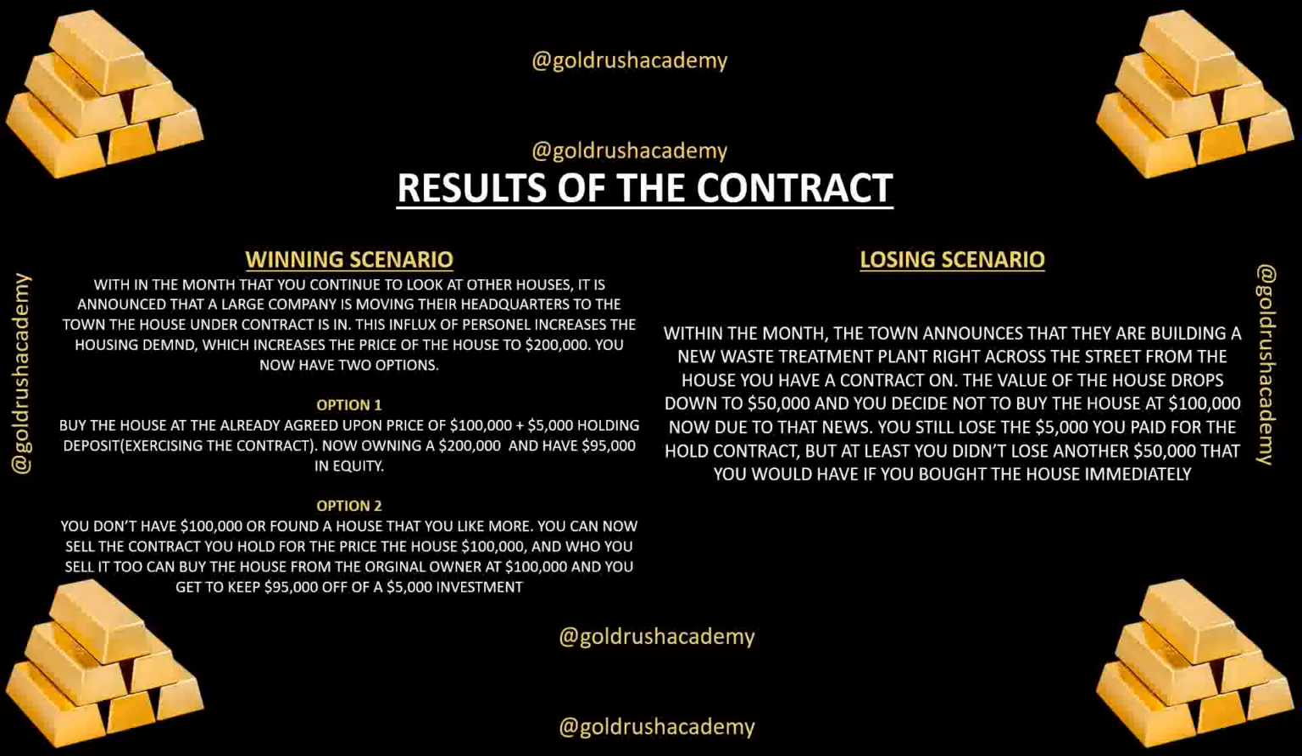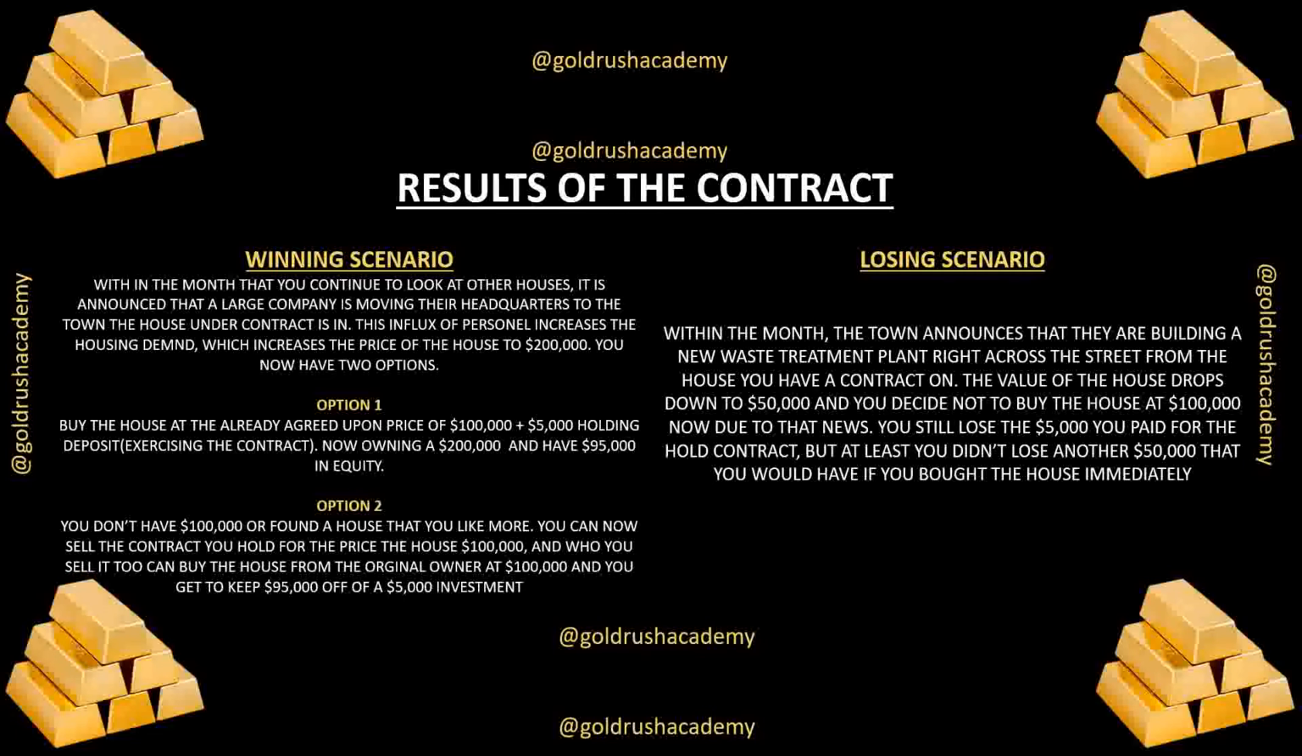Or option two: you don't have the $100,000 or found a house that you like more. You can now sell the contract you hold to another person for $100,000, and they will then buy the house from the original owner for $100,000, for the total agreed upon price of $200,000. So this would essentially net you $95,000 after the $5,000 hold that you put on. So those are your two winning options.